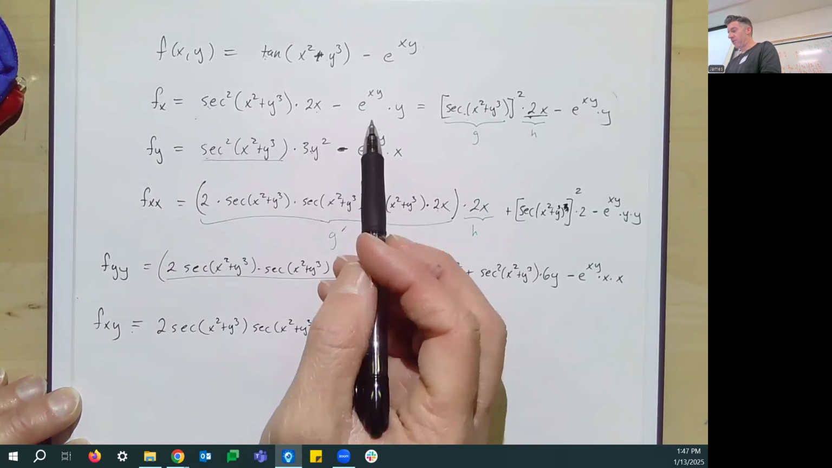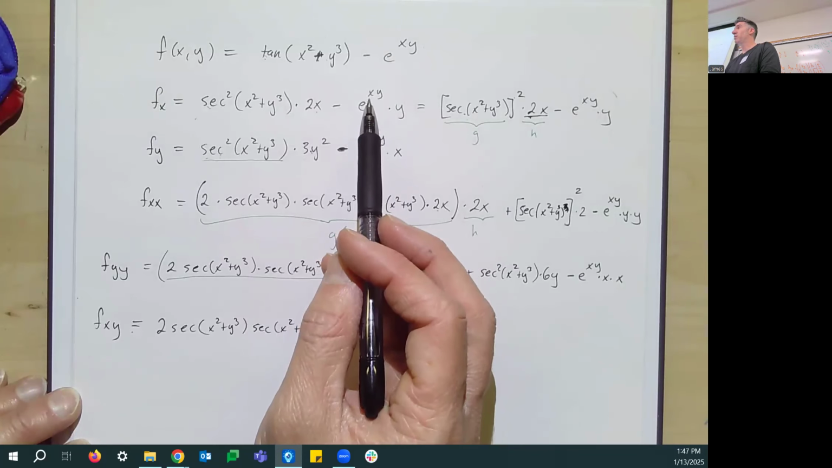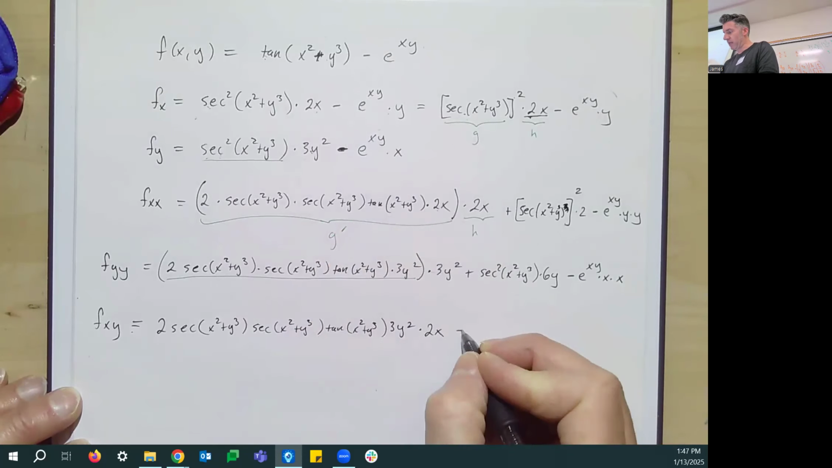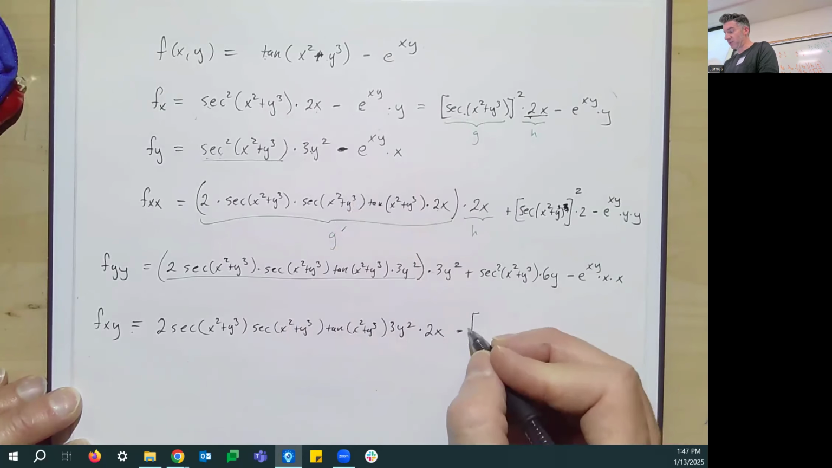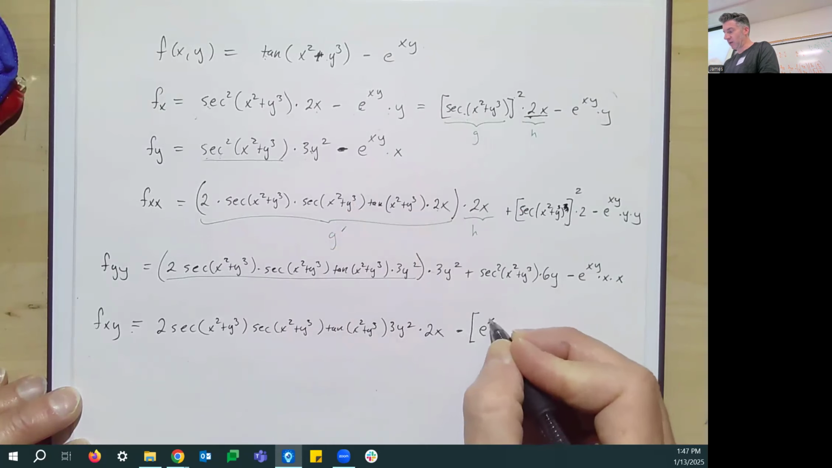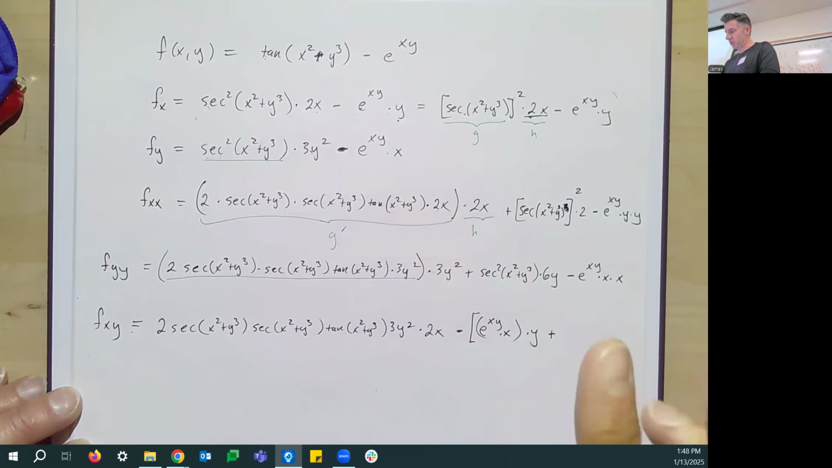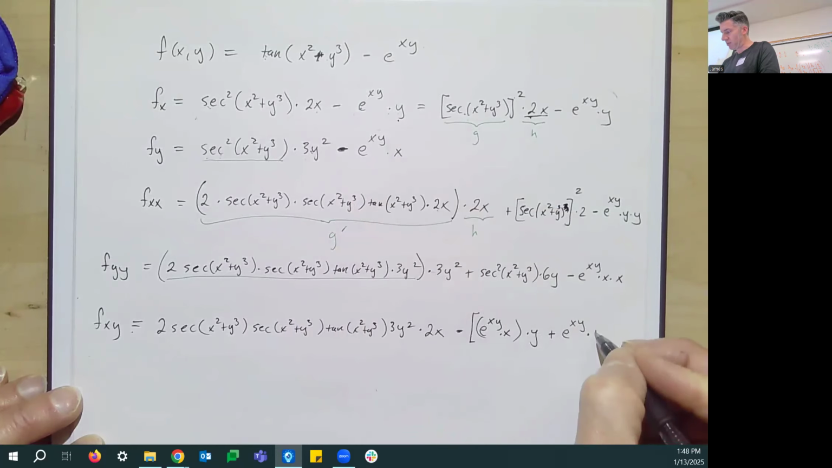And then for the e to the xy times y, we are going to have to use the product rule because it's a function of y times another function of y. So we're going to get minus the derivative of e to the xy with respect to y, so e to the xy times x, times the other function y. Plus, then we switch it up. We leave the e to the xy alone. Multiply by the derivative of y, which is 1.